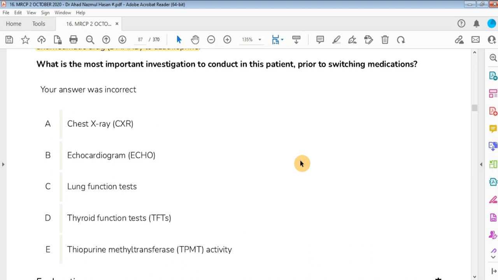What is the most important investigation to conduct in this patient prior to switching medications? A. Chest X-ray. B. Echo. C. Lung function test. D. Thyroid function test. E. Thiopurine methyltransferase activity.